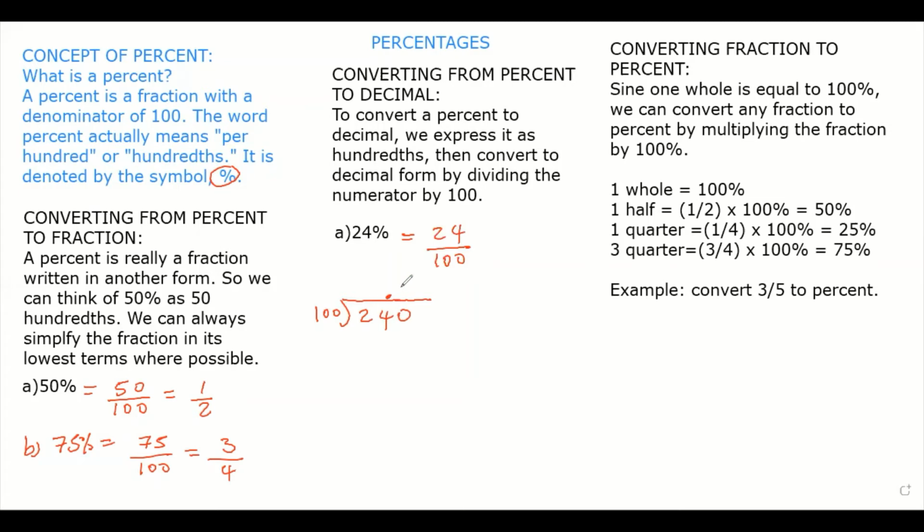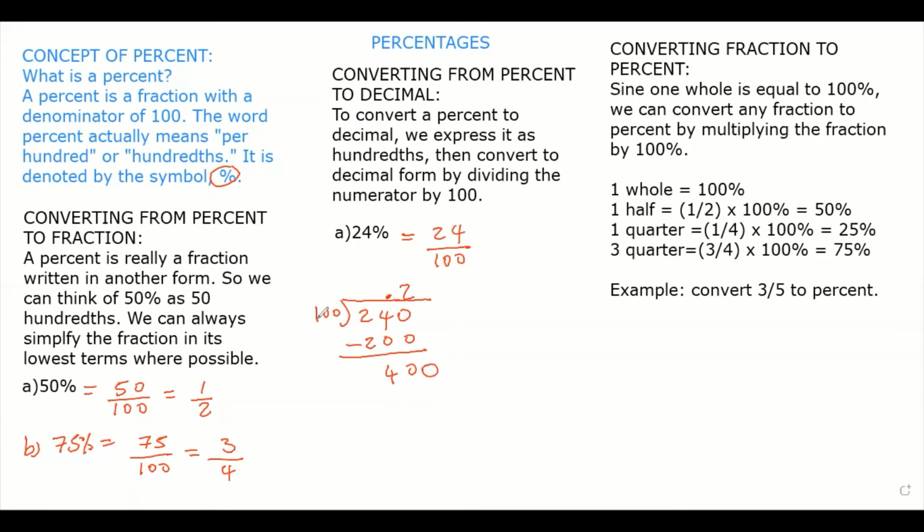That would be 2. Write it here on the line. Then take the 2 to multiply 100. So 2 times 100 gives us 200. Then we subtract. So 240 minus 200, that will leave us with 40. Then we do the process again by asking ourselves, how many groups of 100 can I get out of 40? That would be 0. So I need to add a 0 here.